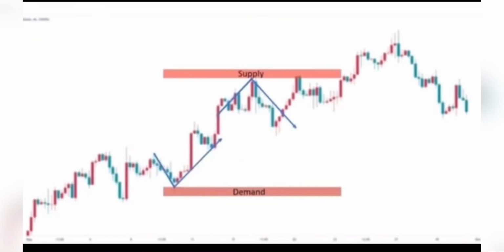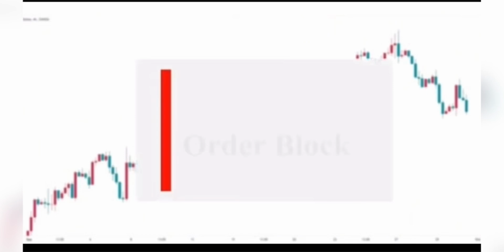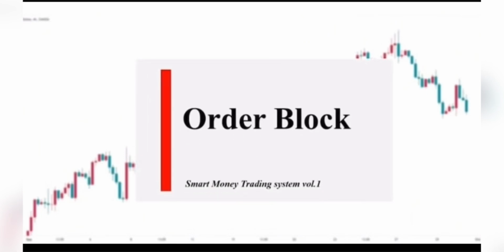But what if these demand and supply zones are not important enough to place a trade? Probably we will end up losing if we execute a trade on them. So identifying important levels in the market is vital. In this episode, we will cover one of the most powerful demand and supply zones called order blocks.